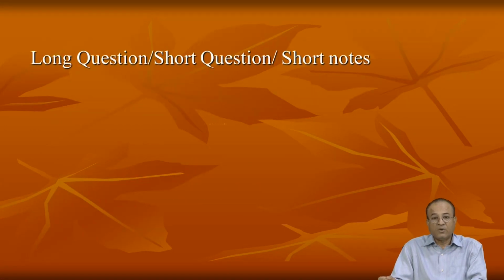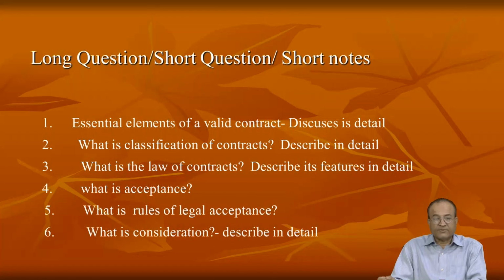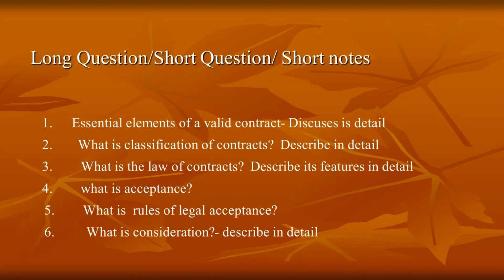So now here are a few questions from this unit. Essential elements of a void contract, discuss in detail. Second question, what is the classification of contract? Describe in detail. What is the law of contract? Describe its features in detail. What is acceptance? What are the rules of legal acceptance? And finally, what is consideration?